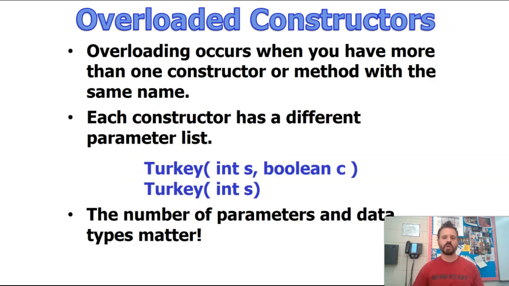So once again, overloading occurs when we have more than one constructor for the same class. And the key for making overloading work is that each constructor has to have a different parameter list. If we had the same parameter lists, Java wouldn't know which constructor to call. So I can't have two different constructors that both take in an int and a Boolean value. They have to have different lists. So once again, the number of parameters and data type matters. If you goof that up, you may not be able to actually call that constructor correctly, or you might call the wrong constructor, okay, by passing in the wrong information.